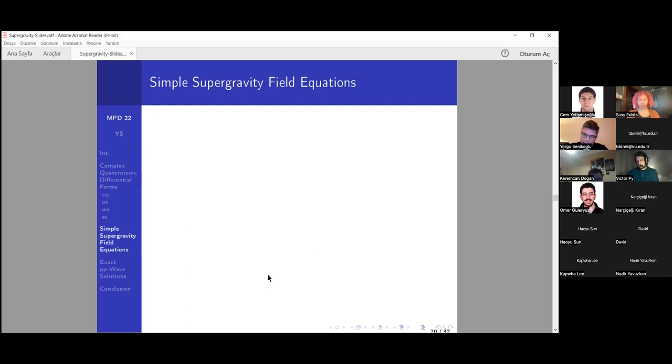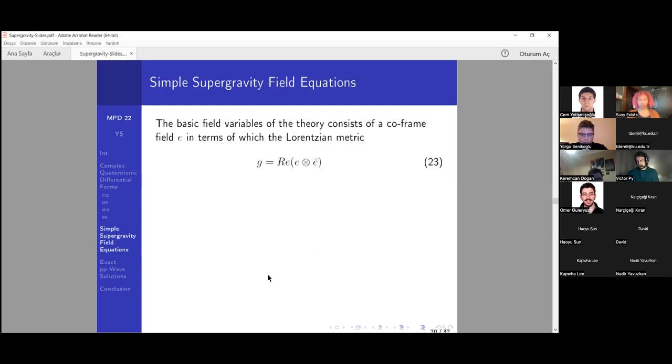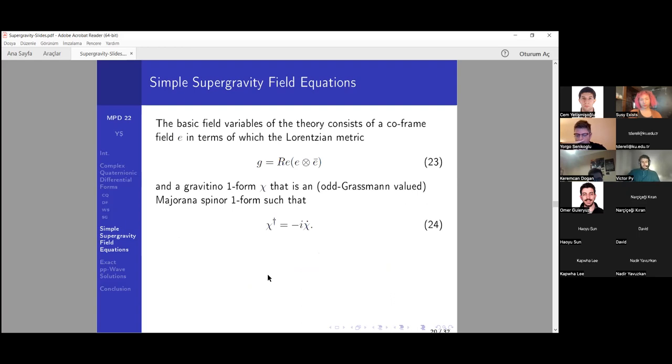Okay, now the simple supergravity field equations. The basic variables of this theory consist of a coframe field E, in which we have a Lorentzian metric like this. We have a Gravitino one form chi that is an odd Grassmann value that respects ordering.